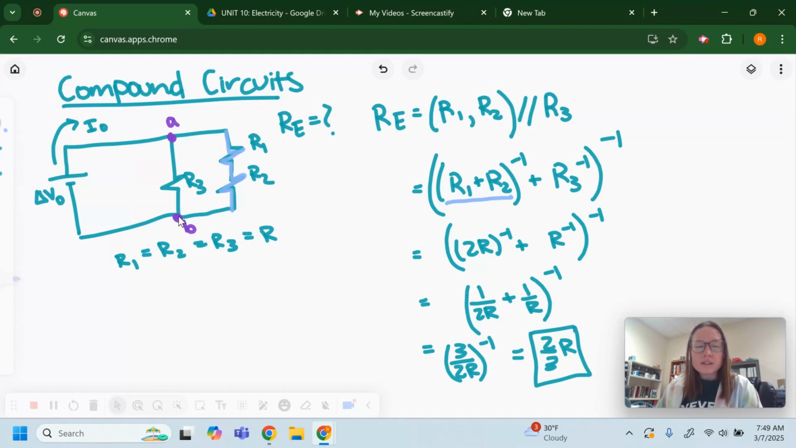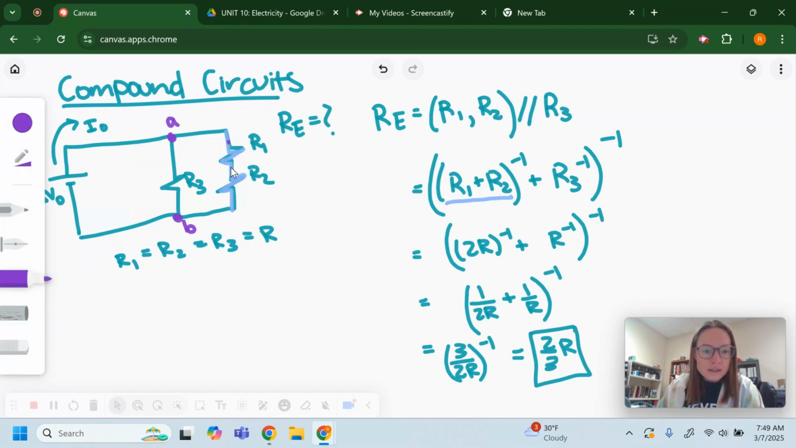One little clarification here: that does not mean that this potential drop right here and this potential drop right here are each V naught. It means that this potential drop plus this potential drop together equals V naught.